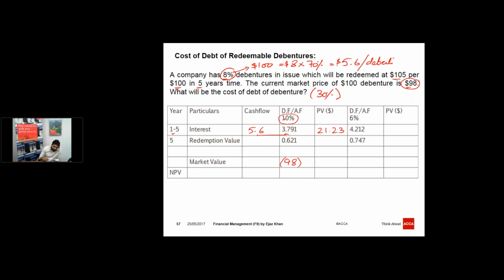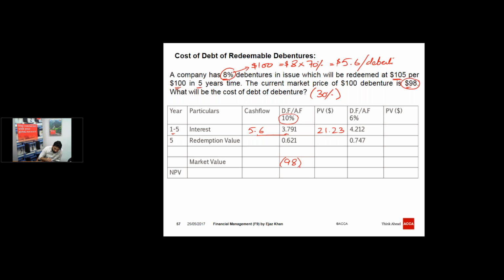Okay, by the end of year 5, in case of machinery, we sell the machinery, we get the scrap value, and we write scrap value as a cash inflow. In this case, there will be no scrap value, but we will be getting the debentures redeemed, and we will get the redemption value. The redemption value is usually the par value, but not always. In this case, the redemption will be at $105.